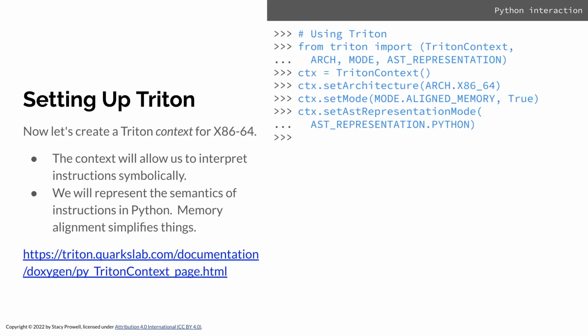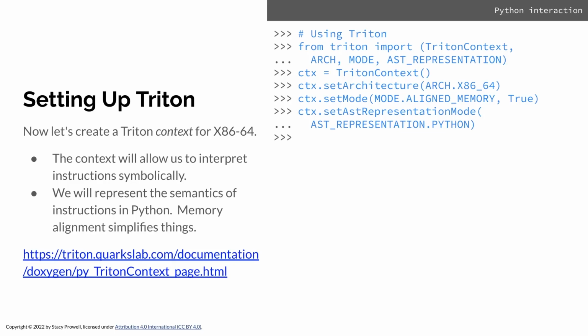Now, let's talk about Triton. So from Triton, we're going to import a few things. We're going to import Triton context. We're going to import arch, which is the architecture, and mode, which is just what it is in Capstone, and something called AST representation. That's going to give us our semantics. So I'm going to make a Triton context. I'm going to set the architecture to x86 64. I'm going to set the mode to aligned memory.